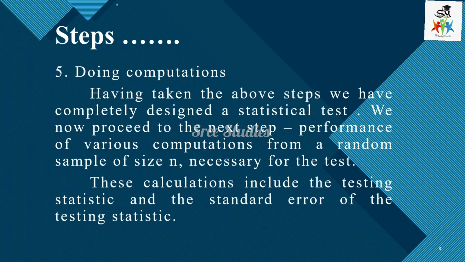Doing computations. After crossing all the steps, we have completely designed the statistical test. We now proceed to the next step, the performance of various computations from a random sample of size n necessary for the test. These calculations include the test statistic and the standard error of the test statistic. We have to calculate the test statistic, say the t-test, F-test or chi-square test, and after finding that, find the standard error of that test statistic. That comes under doing computations.